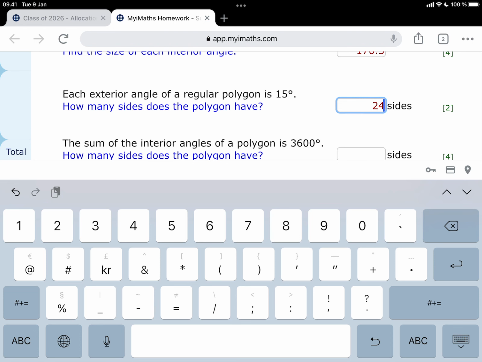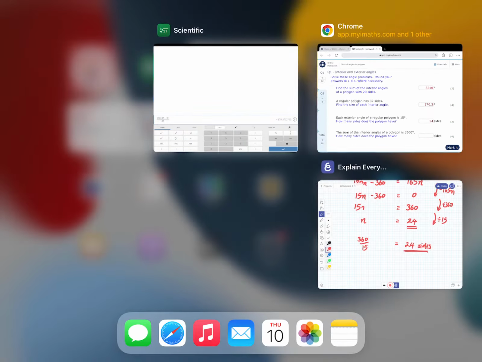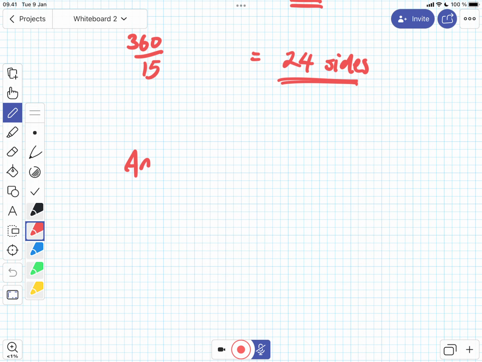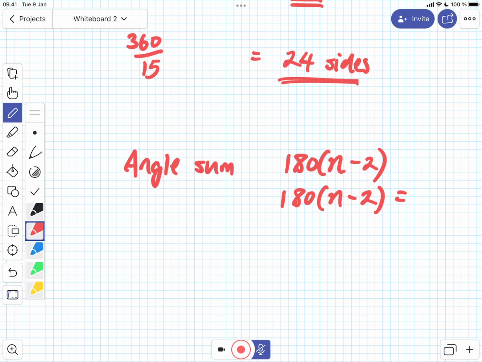24 sides. Okay, last question. The sum of the interior angles of a polygon is 3,600 degrees. How many sides does the polygon have? Okay, so back to angle sum. So the angle sum is 180 times the number of sides minus 2, generally speaking. And on this occasion, 180 times number of sides minus 2, they're telling us is 3,600 degrees.